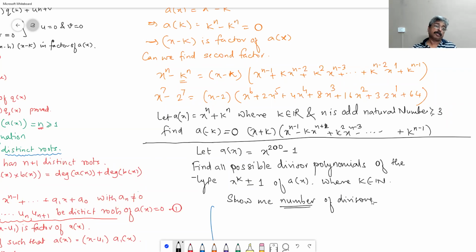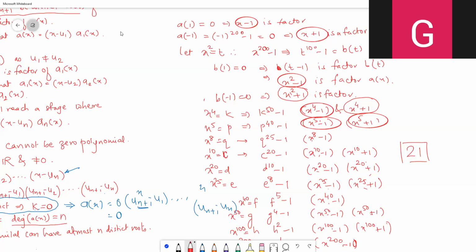Okay, I am interested in looking at that number. How many factors have you got which look like x raised to k plus or minus 1? Okay, sir. As far as x raised to 200 minus 1 is concerned, there are 21 divisors of the kind x raised to k plus or minus 1. We will discuss how we have arrived at 21 once again in the next lecture.